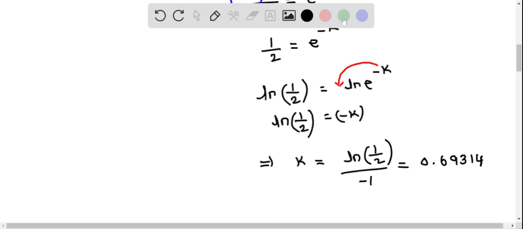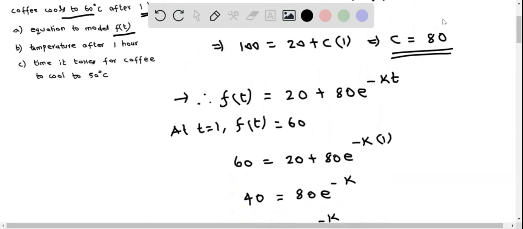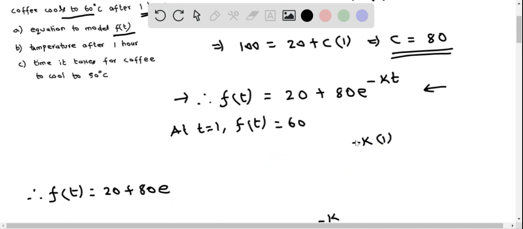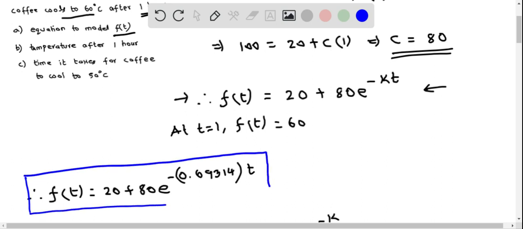So we can now plug this value of k into our model, that is into this equation. So therefore, the model for f of t equals 20 plus 80 times e raised to the power of negative 0.69314 times t. So this is the model for f of t, that is the temperature of the coffee after t hours, where t is in hours.